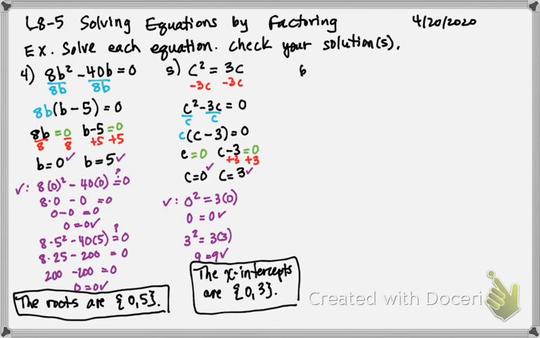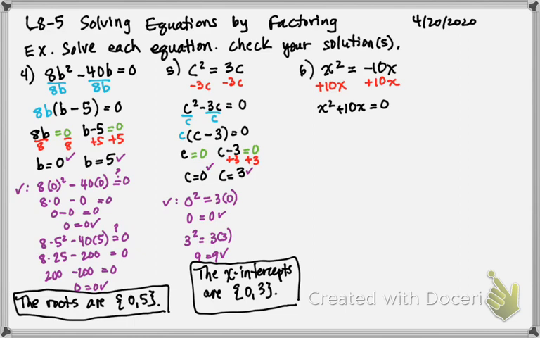And last example, we've got x squared equals negative 10x. So again, same problem as number 5. I need to get everything on the left. So the inverse of negative 10 is a positive 10, so I'm going to add 10x to both sides. Writing in descending degree order, I get x squared plus 10x equals 0.